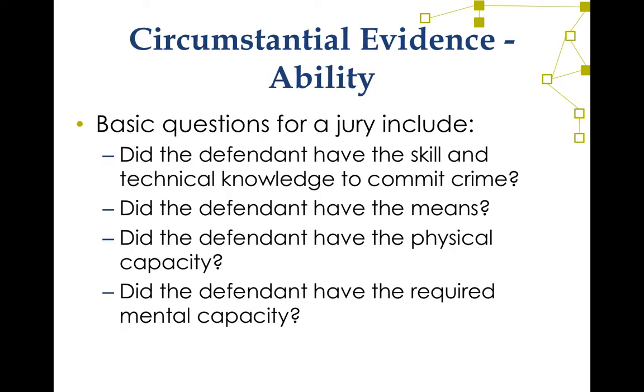In terms of circumstantial evidence, basic questions for a jury include: did the defendant have the skill and technical knowledge to commit the crime? Did the defendant have the means to commit the crime, the physical capacity to do so, and the required mental capacity? All of these questions point to the defendant's ability to commit the crime.